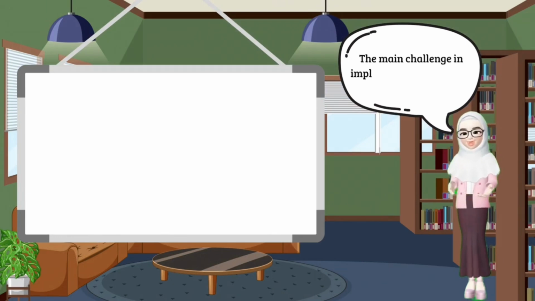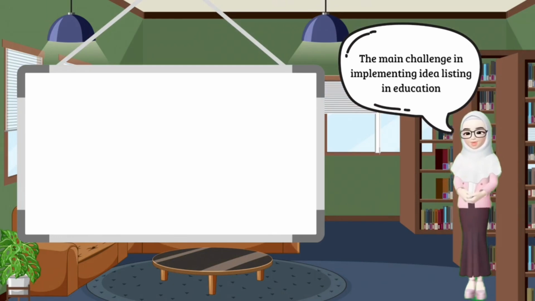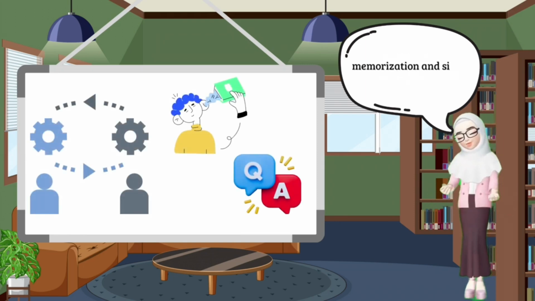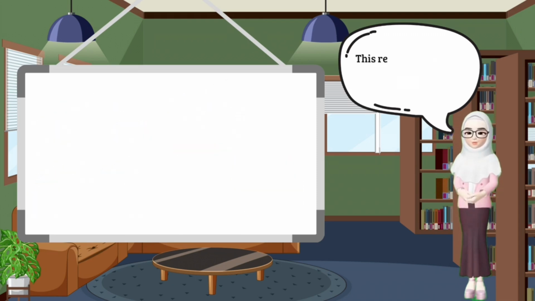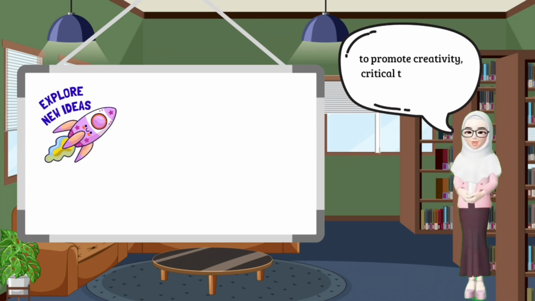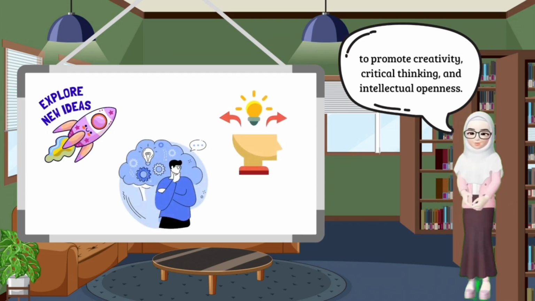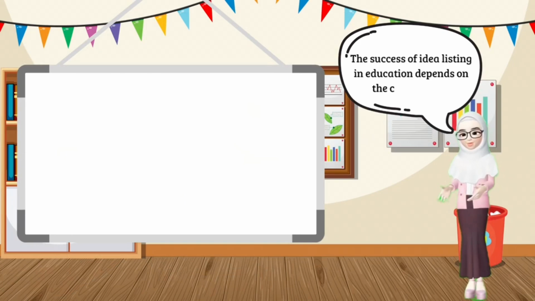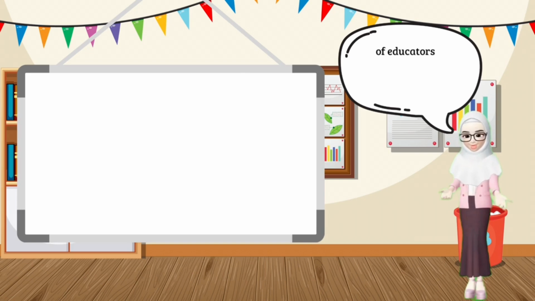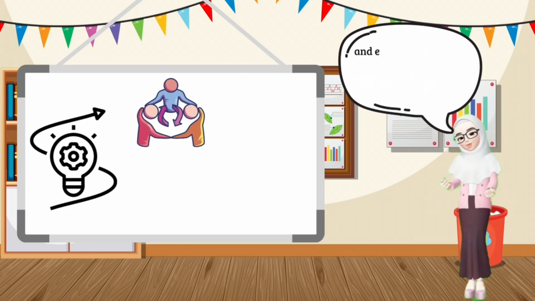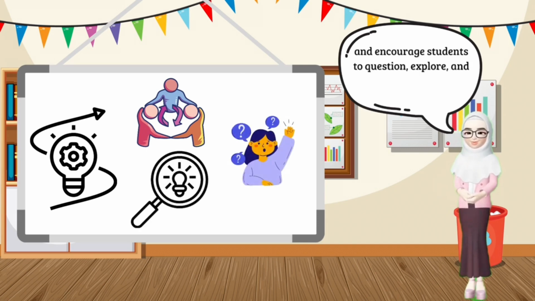The main challenge in implementing ideal listing in education is shifting from traditional paradigms that focus on memorization and single answer. This requires a cultural transformation in academic settings to promote creativity, critical thinking, and intellectual openness. The success of ideal listing in education depends on the commitment of educators to continuously innovate, create dynamic learning space, and encourage students to question, explore, and develop new ideas.